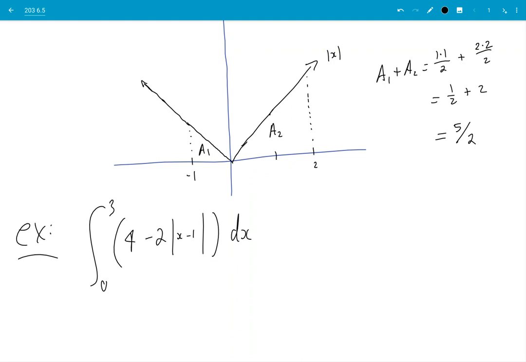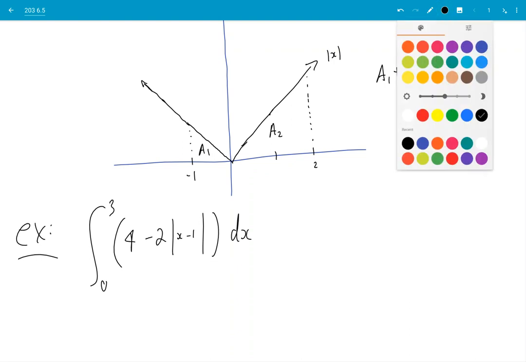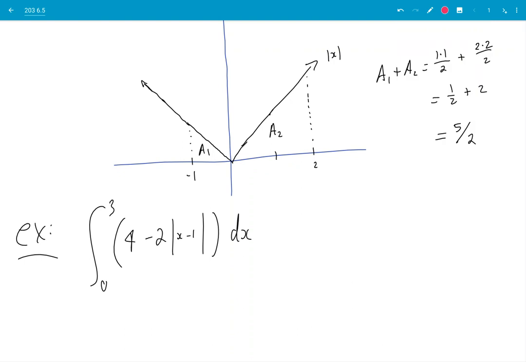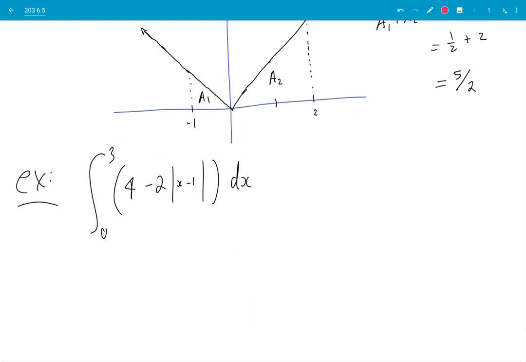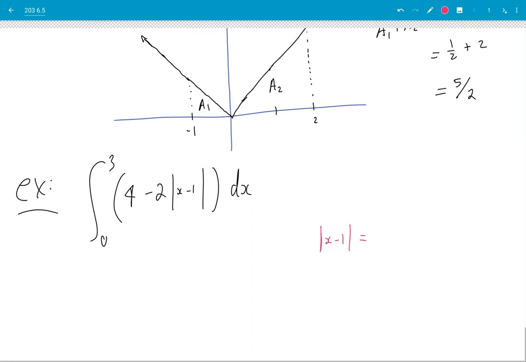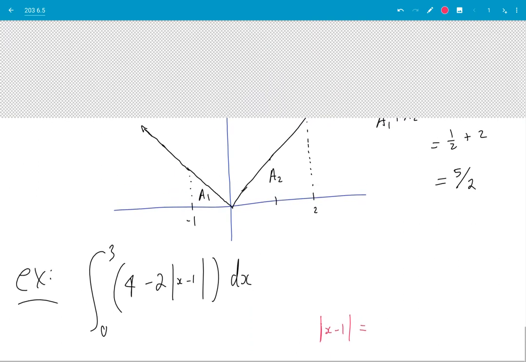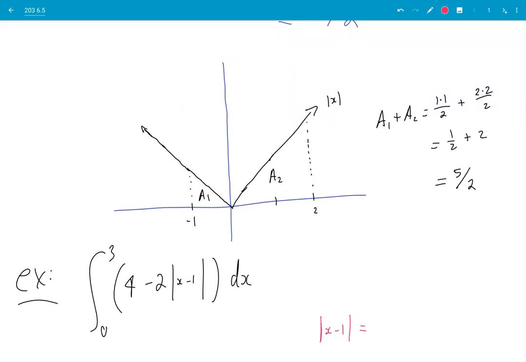So now we're looking at the absolute value of x minus 1. So what does this do? Well, let's scroll up and look at the absolute value of x.